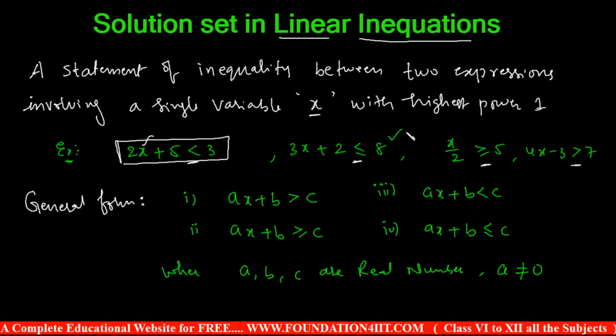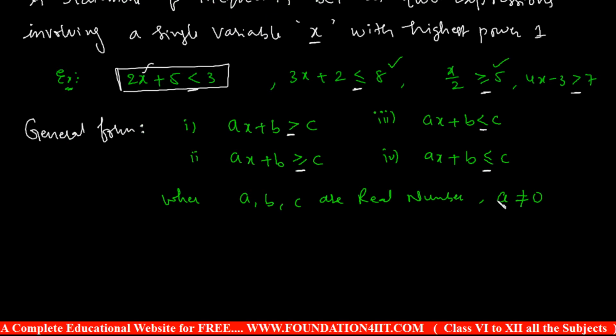So any linear inequation out of these 4 means here is greater than or equal to, greater than, less than, or less than or equal to. These four symbols must be in any example to say it is a linear inequation. Right, now let us see some problems, solution set, how to define.